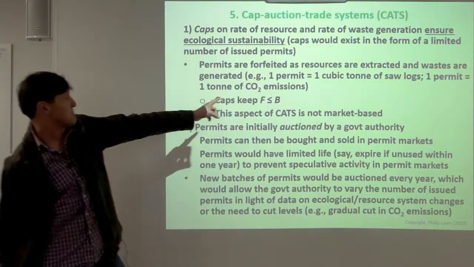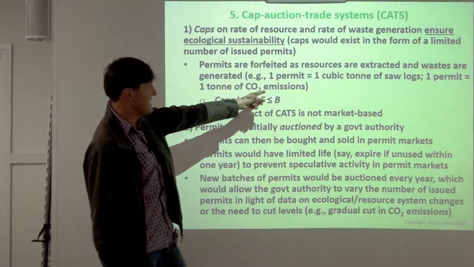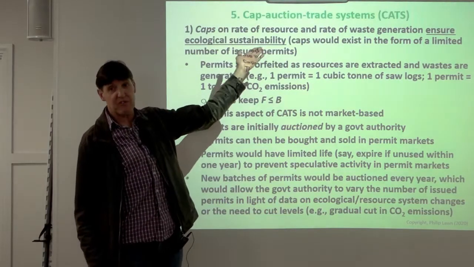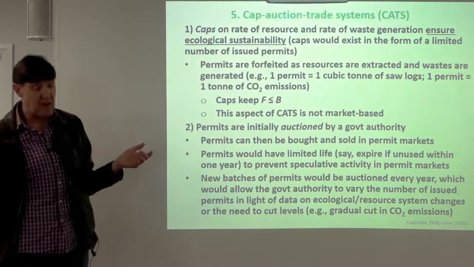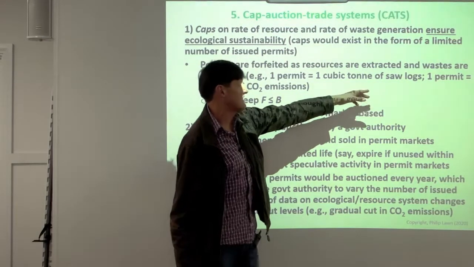And caps would exist in the form of a limited number of issued permits. So to generate a tonne of greenhouse gas emissions, you'd need to have a permit. You have permits for different types of resources and different forms of waste. So you might have one permit equals 1 cubic tonne of saw logs. So if a firm needs 1 tonne of saw logs to produce wooden furniture, it would have to buy a permit, which it would forfeit.